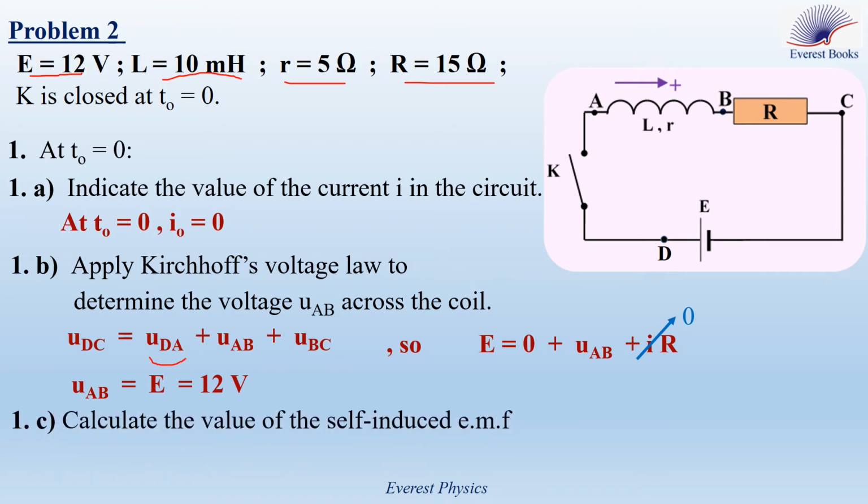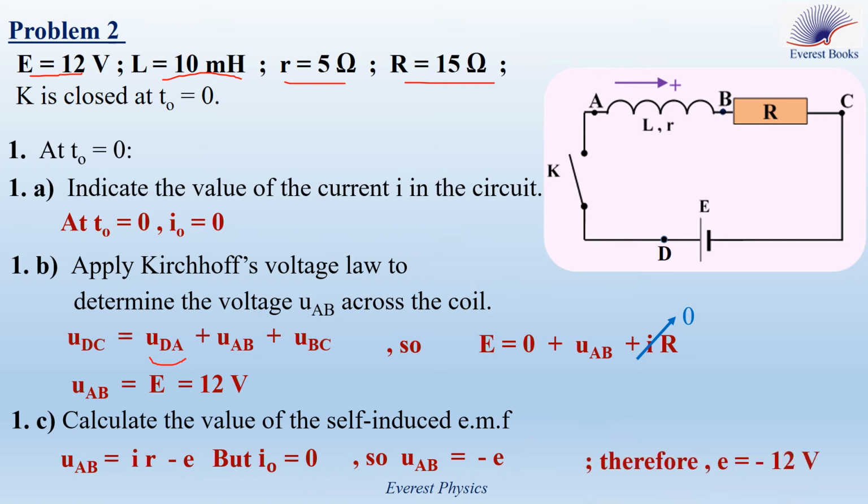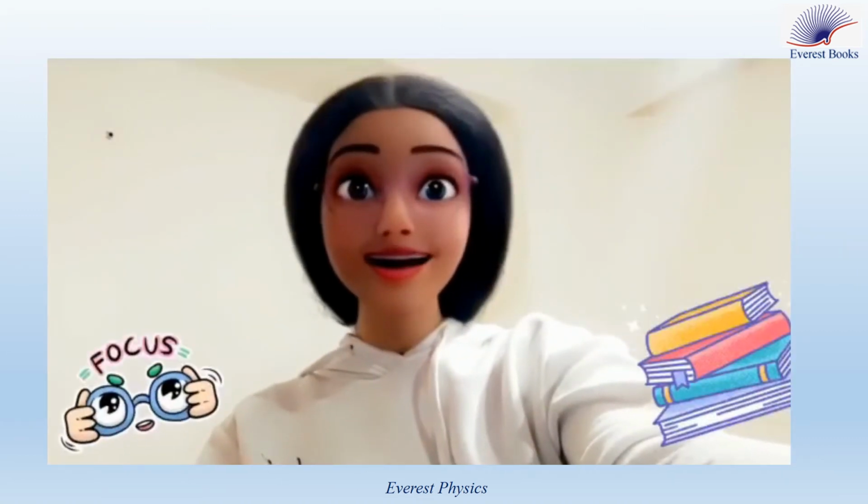1c. Calculate the value of the self-induced EMF. There is a relation between U_AB, the voltage across the coil, e, small r, and i, so that U_AB is equal to ri minus e, since the positive sense is oriented from A to B through the coil. But at t = 0, i is equal to 0. Therefore, U_AB is equal to minus e, or e is equal to minus U_AB, which is equal to minus 12 volts. Focus, please. This is important.